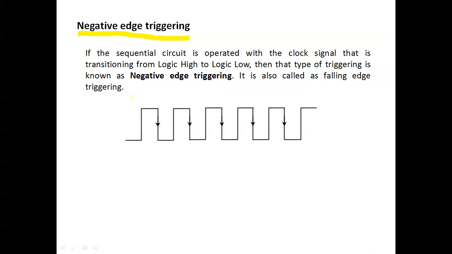Negative edge triggering means during the high to low transition. High means 1, low means 0. So the 1 to 0 transition is negative edge triggering. The other name is falling edge triggering.